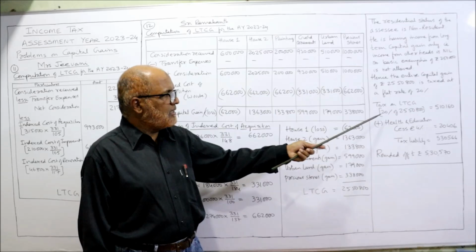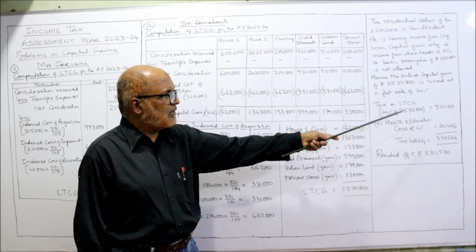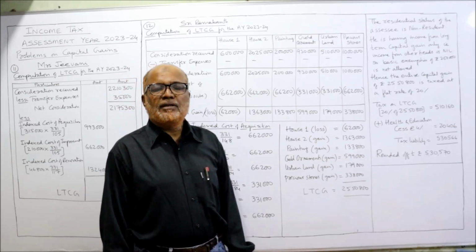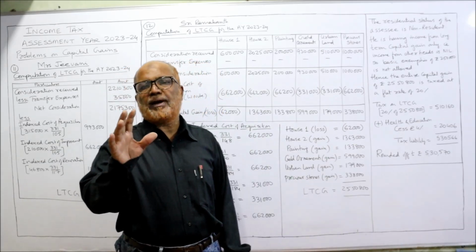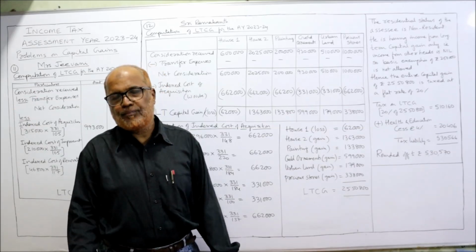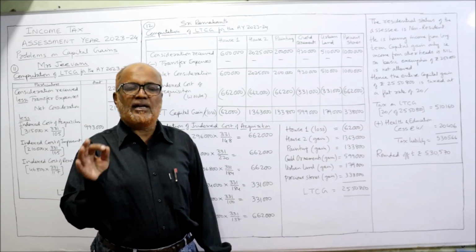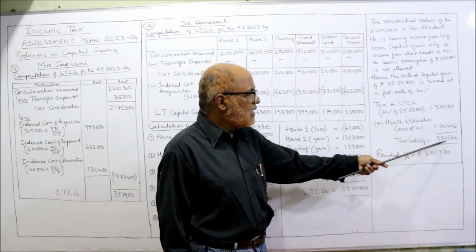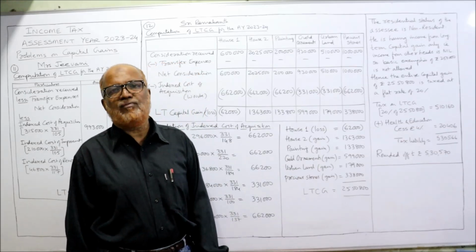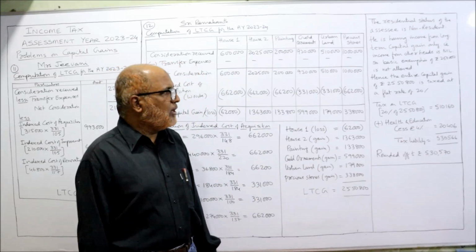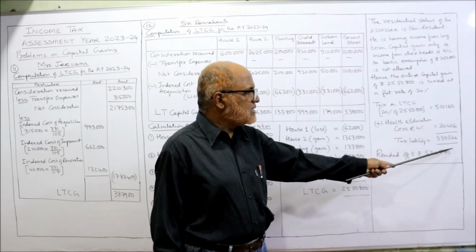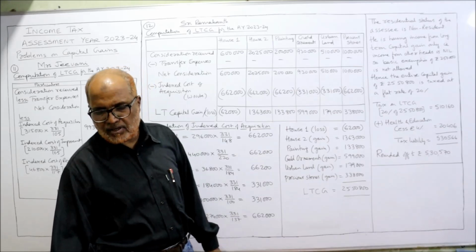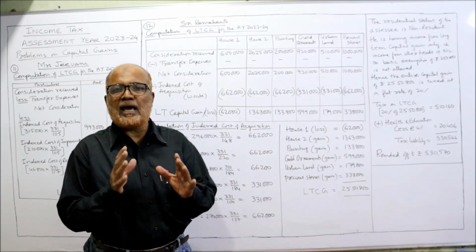So tax on LTCG is 20% of 25,50,800, which is 5,10,160. To this there is no surcharge, because surcharge applies only if the total income is more than 50 lakh. But health and education cess is compulsory, at 4%. So 4% on this amount gives 20,406. Tax liability is 5,30,566. Now we round it off: instead of 66, make it 70. So 5,30,570 is the tax liability.